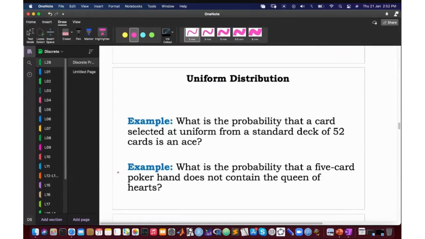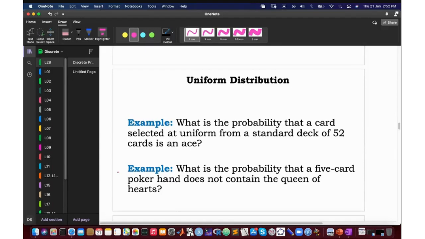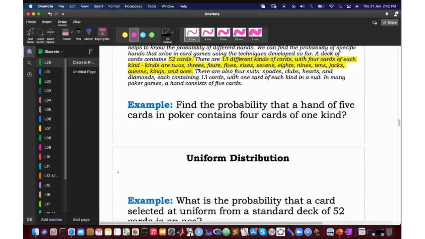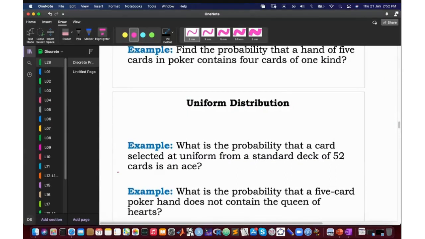What's the probability that a card selected at uniform from a standard 52 deck is an ace? Yeah, that's a different question. So you pick a card at random from 52 cards, and what's the probability that it's an ace? 4 by 52. Yeah, so there are 4 aces. Okay, so the size of A is 4 and the size of S is 52. So it's just 4 by 52. Okay, so this one is easy.